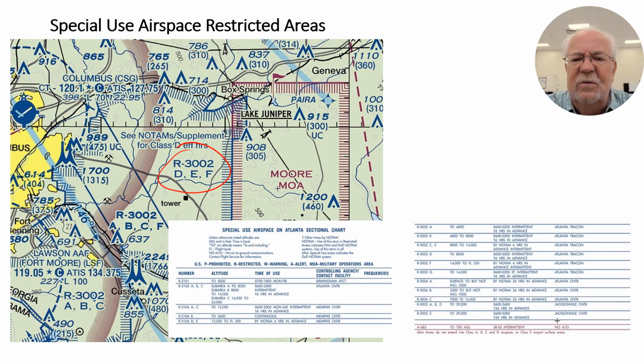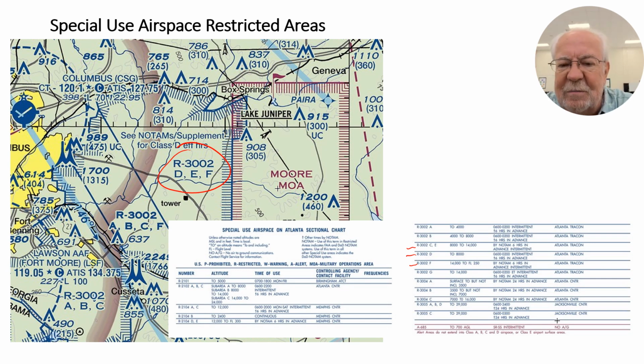R3002, so we've got to look really carefully because it's really hard to see. R3002 D, E, and F. So there's D, T3, D, F, and I guess AE, I guess, that tells you about them. So there's a mixture of those within that airspace. So yeah, I get it.